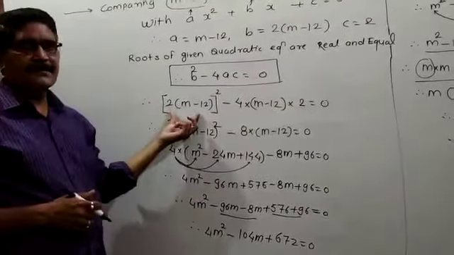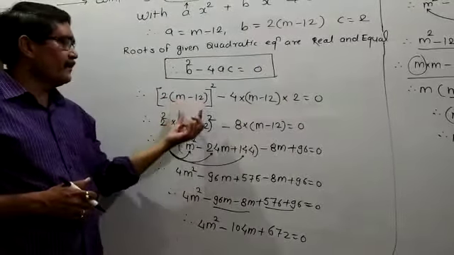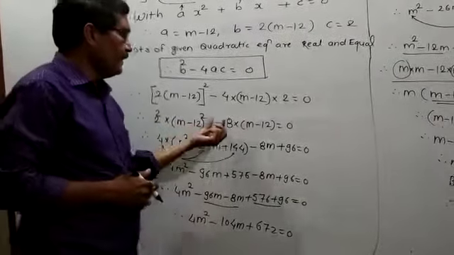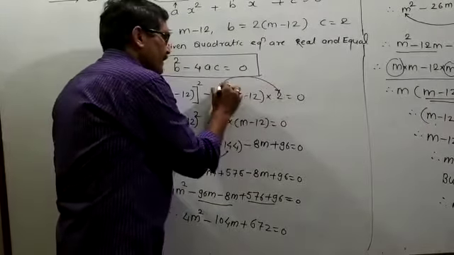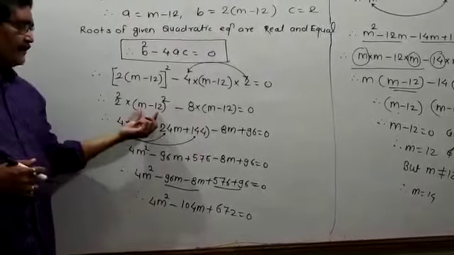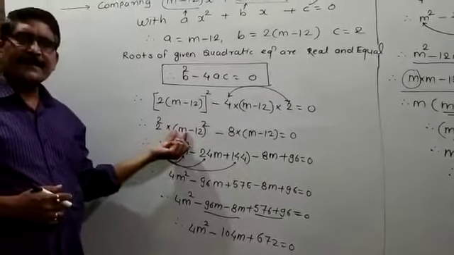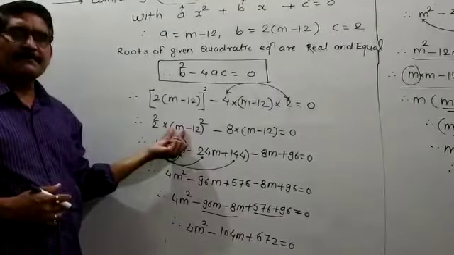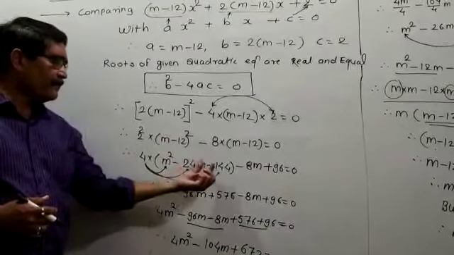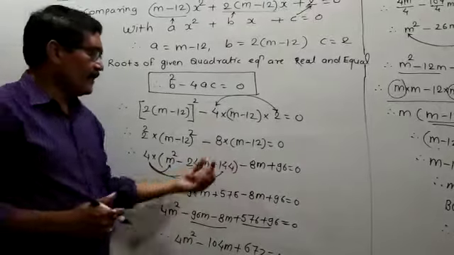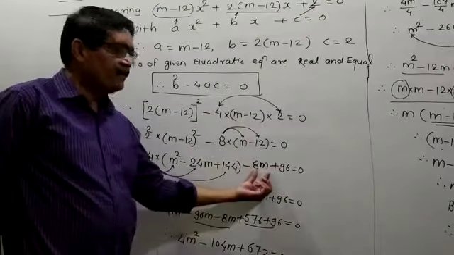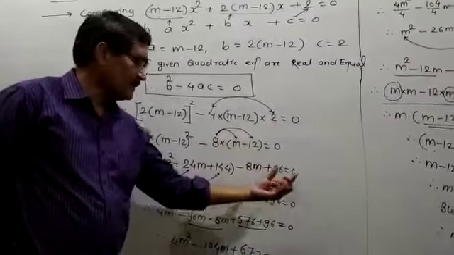Then you have to do the square of 2 and also the square of (m minus 12). So 2 square, (m minus 12) square, minus the product 4 twos are 8, multiplied by (m minus 12), is equal to 0. Here 2 square is 4, and (m minus 12) square you have to expand using the identity (a minus b) square is equal to a square minus 2ab plus b square. That way the expansion will be m square minus 24m plus 12 square, which is 144. Here you have to utilize the distributive law: 8 multiplied by m is 8m, and 8 multiplied by 12 is 96, is equal to 0.